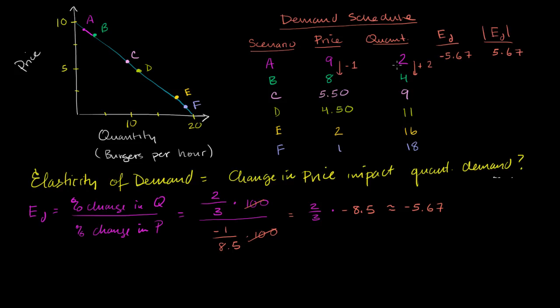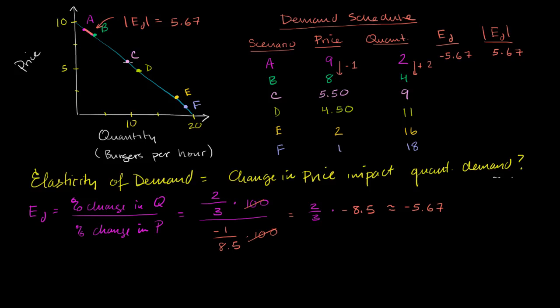So this right here is the elasticity of demand, not just at point A. You can kind of view it as the average elasticity of demand over this little part of the curve, which is really a line in this example, over this part of the arc. So we'll write that part right over here. I'll write the absolute value. The absolute value of our elasticity of demand is 5.67.